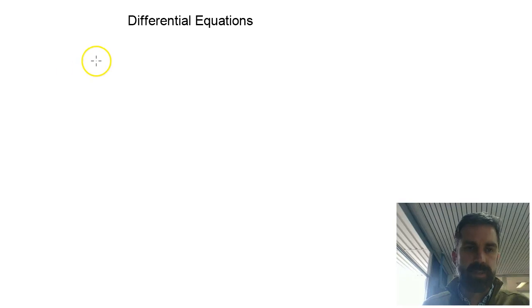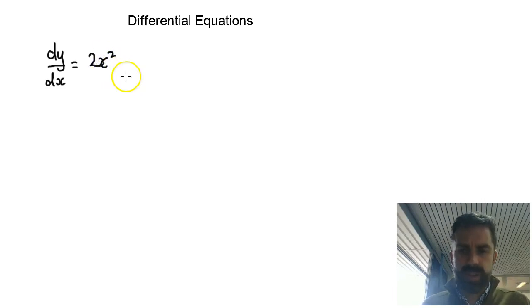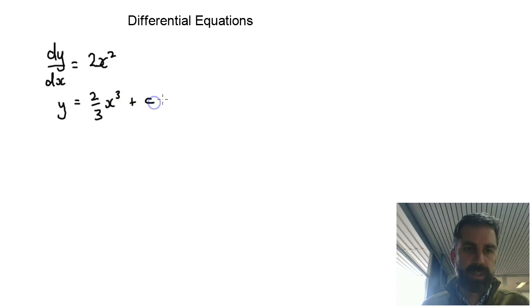Well, you guys have already seen differential equations to start with. So, a really simple differential equation might say that dy by dx equals 2x squared. And we've looked at these and we know how to solve these. We would integrate both sides and we would say that y equals 2 over 3 x cubed plus c. So that would be a solution to that differential equation. So that's a really simple differential equation.